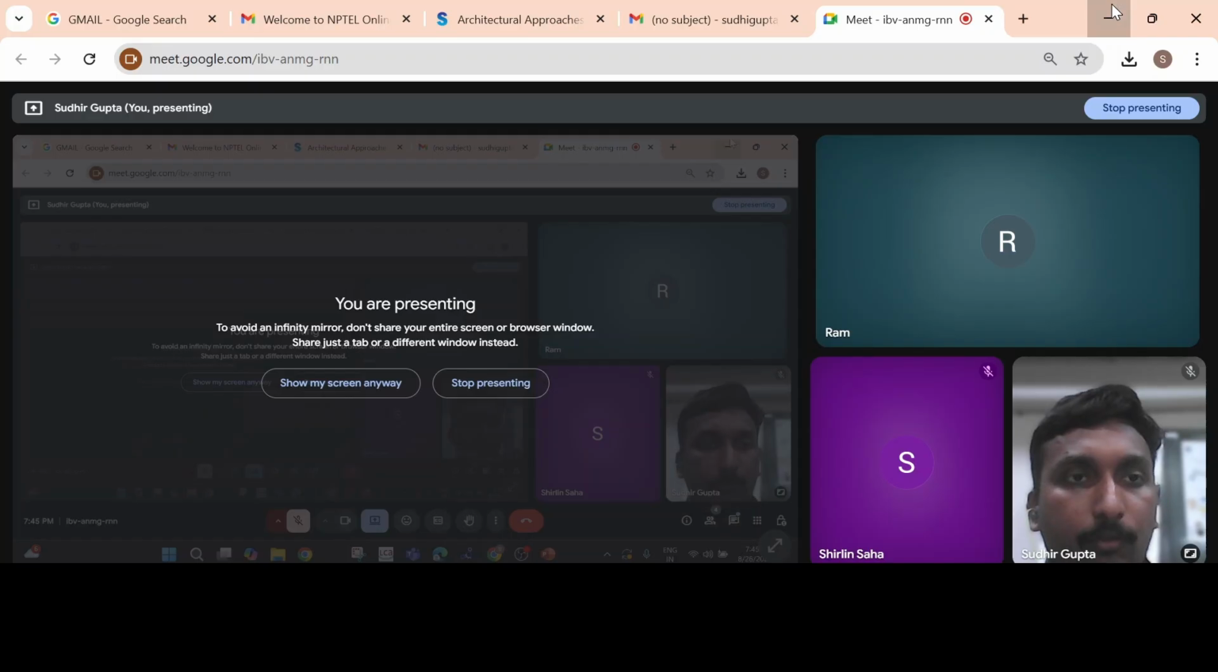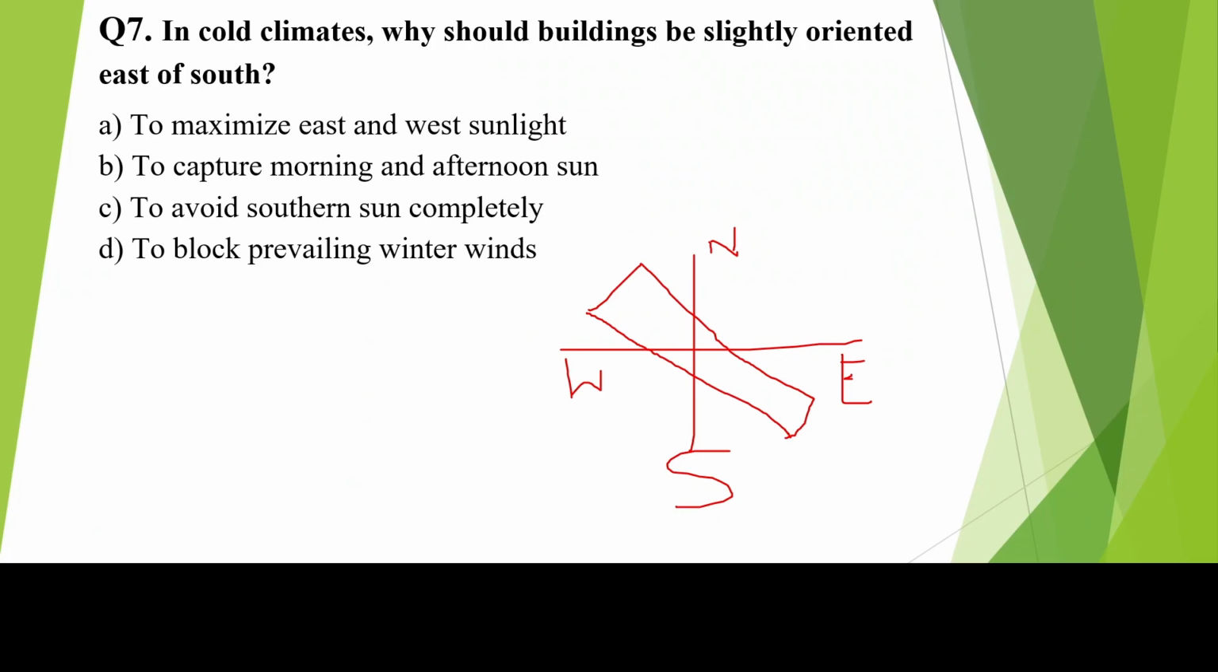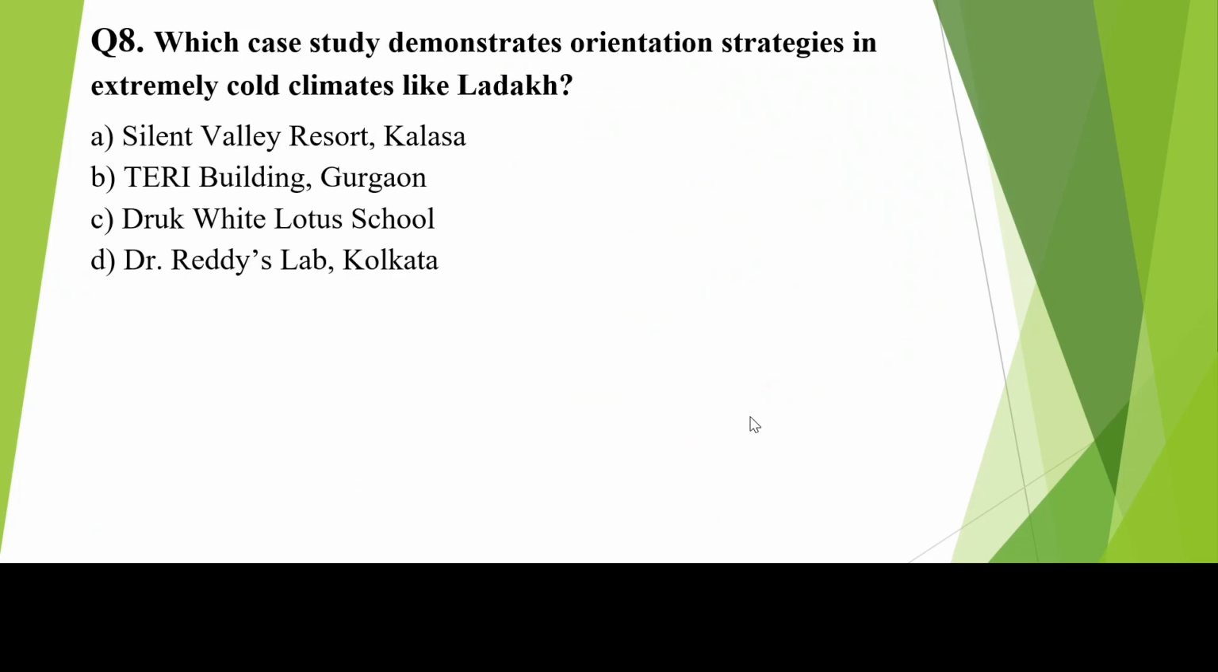Okay, so I've got my response. So here is the eighth question then. Try to give an answer to the eighth question as well. Which case study demonstrates orientation strategies in extremely cold climates like Ladakh?